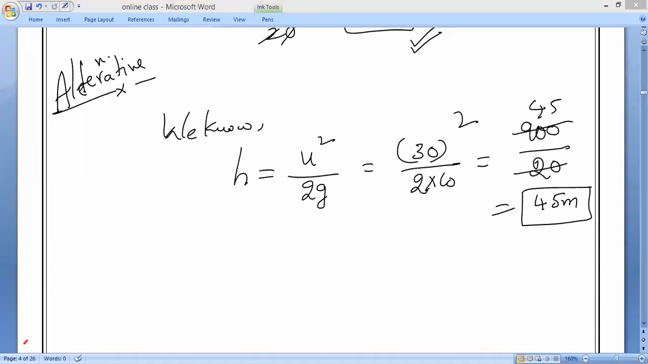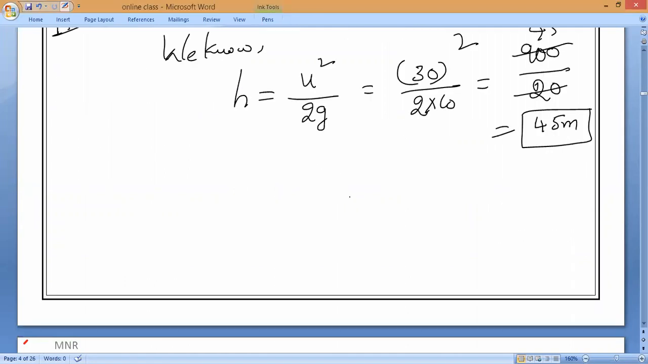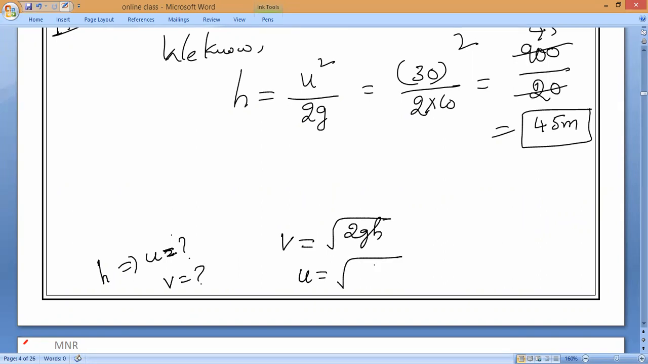Same way, if you know height and want to find the initial velocity, what is the formula? Or the final velocity, whatever it is. Carefully remember, you will get the answer. Either final velocity or initial velocity is equal to root of 2gh. Do you remember?